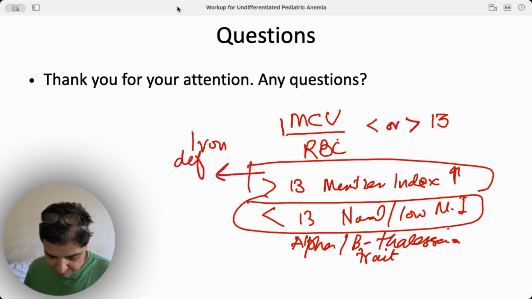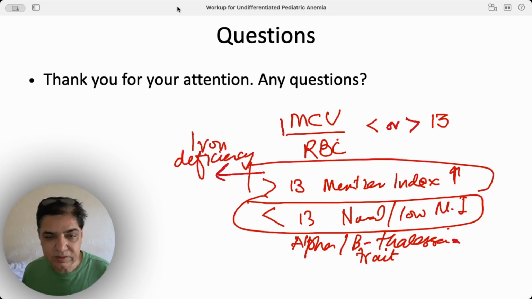But again, as I said, if somebody is severely anemic, you do not use it, even though you can calculate the Menser index because the MCV value is there and the RBC count is there. Never do that because it will give you the wrong picture. Okay. All right. Makes sense.